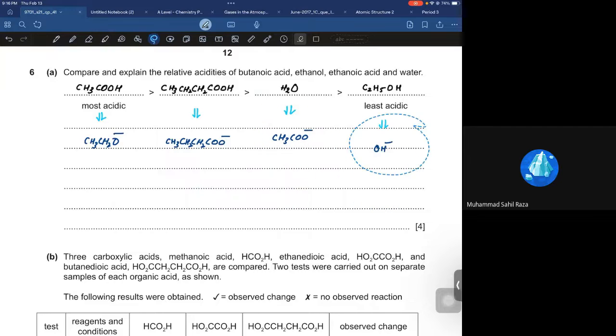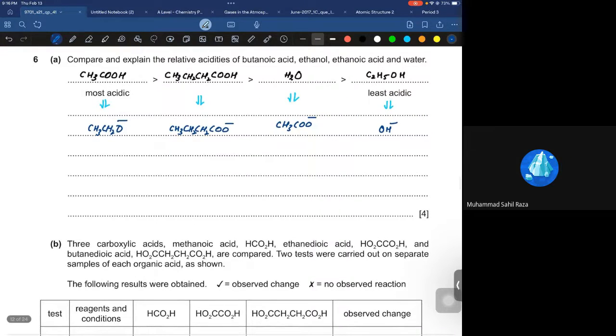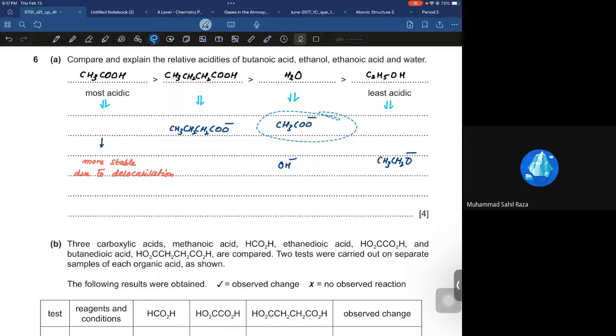It's more stable due to delocalization of electron. Basically, this is the dissociation of alcohol, right? So it's more stable. Why? Due to the delocalization of electron.